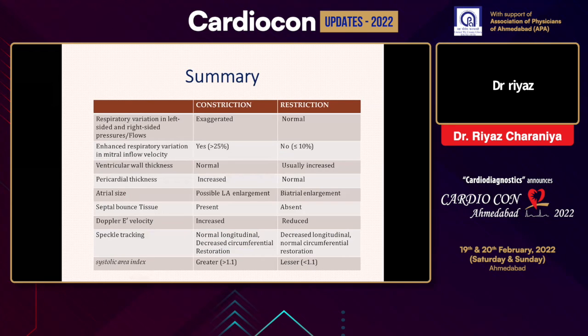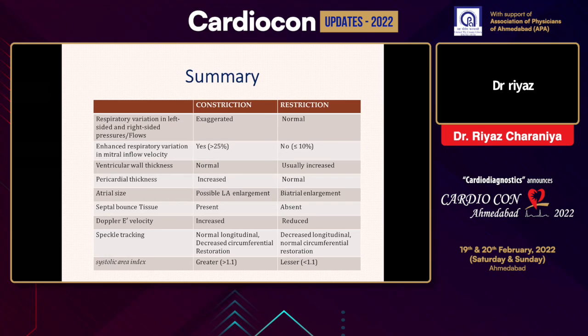Now, this is again a chart which shows some of the Doppler findings, where there is a respiratory variation in the mitral inflow velocity, which is found in constrictive pericarditis. Then the ventricular wall thickness will be increased in restrictive cardiomyopathy. The pericardial thickness may be found increased in constrictive pericarditis. The atrial size, the classical biatrial enlargement, is seen in restrictive cardiomyopathy. The septal bounce, as we have discussed, is present in constrictive pericarditis.